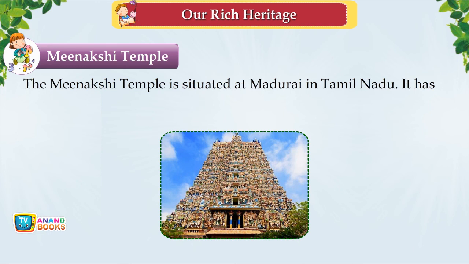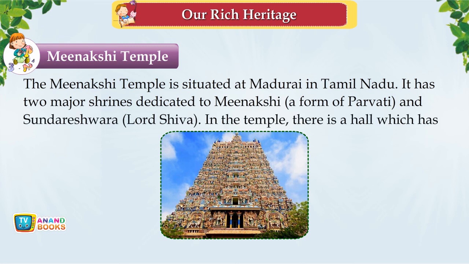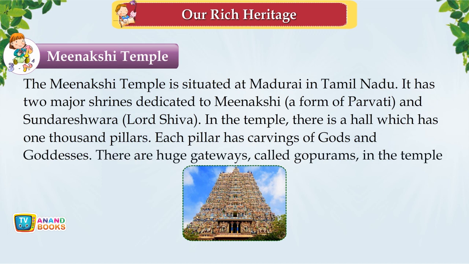Meenakshi Temple. The Meenakshi Temple is situated at Madurai in Tamil Nadu. It has 2 major shrines dedicated to Meenakshi, a form of Parvati, and Sundareshwara, Lord Shiva. In the temple, there is a hall which has 1,000 pillars. Each pillar has carvings of gods and goddesses. There are huge gateways called Gopurams in the temple complex.